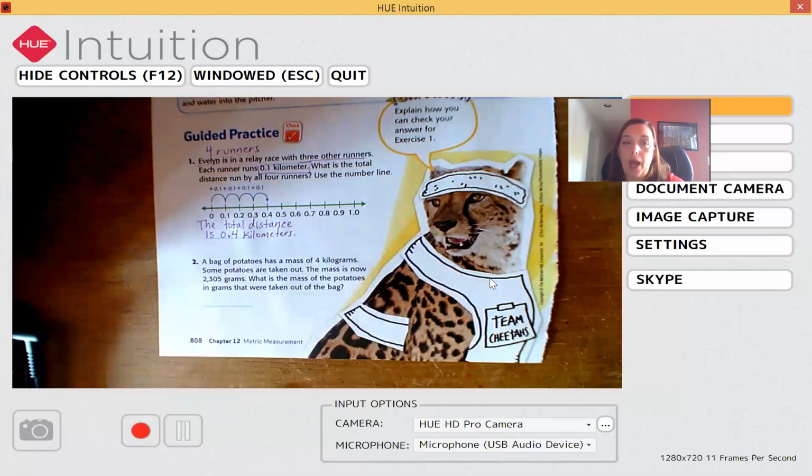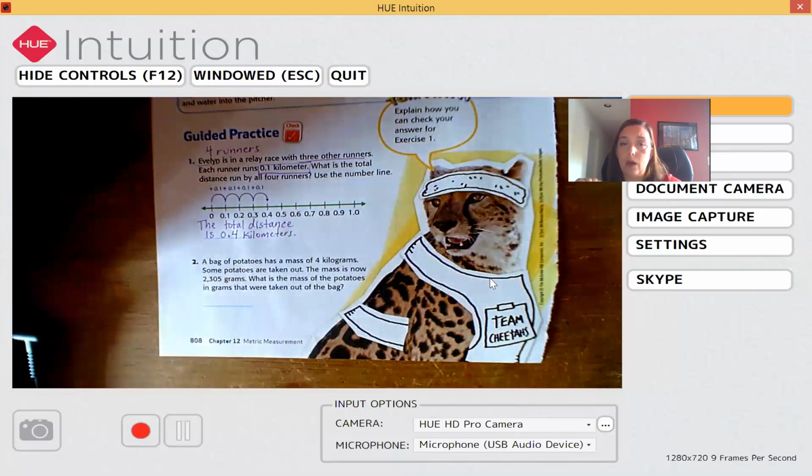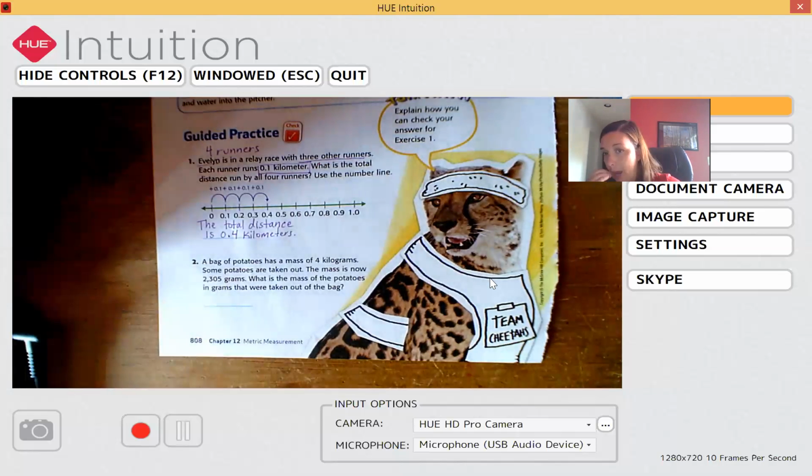Number 2, a bag of potatoes has a mass of 4 kilograms. Some potatoes are taken out. The mass is now 2,305 grams. What is the mass of the potatoes in grams that were taken out of the bag? Wow. All right, so this problem is about potatoes.